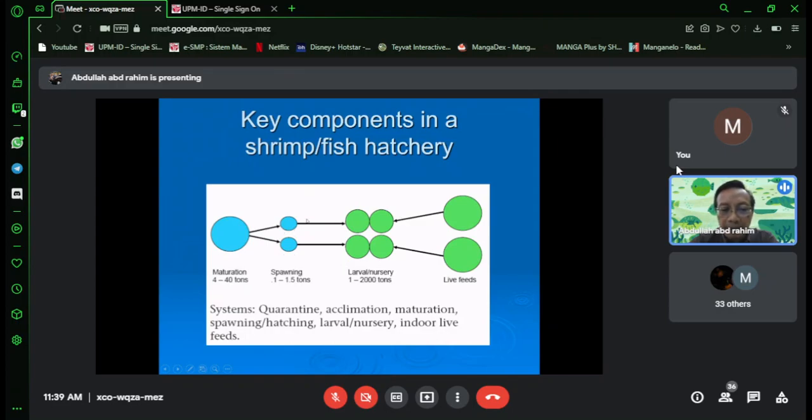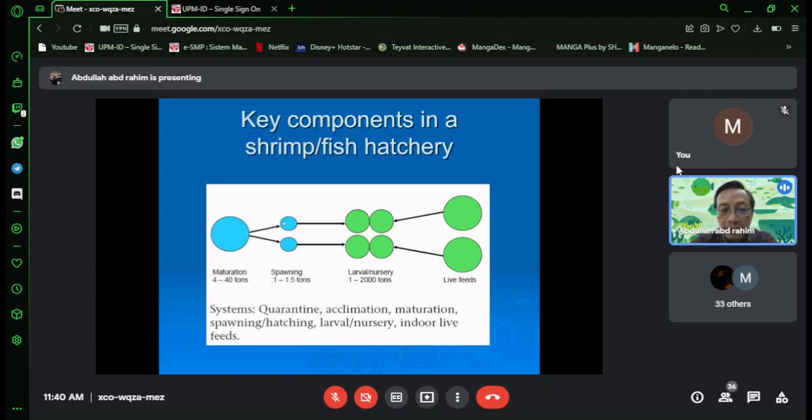Ikan-ikan yang menghasilkan telur, telur ini diambil dan diasuh di dalam nursery. Remember I said earlier, hatchery, hatching. The word hatchery comes from the term hatching. This is why I call it hatchery. All right. And then when the eggs hatch, you transfer it to the larval rearing tank or larviculture tank.